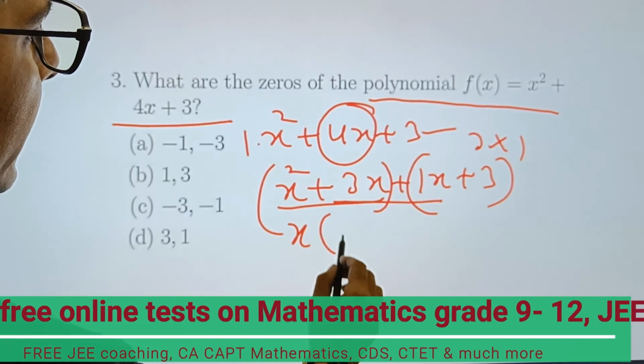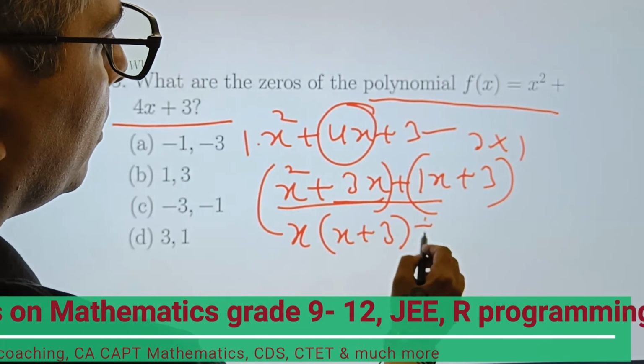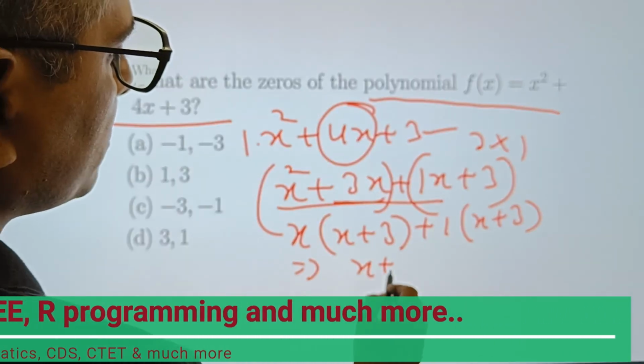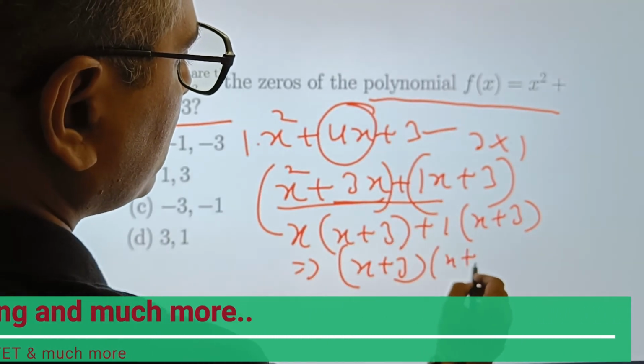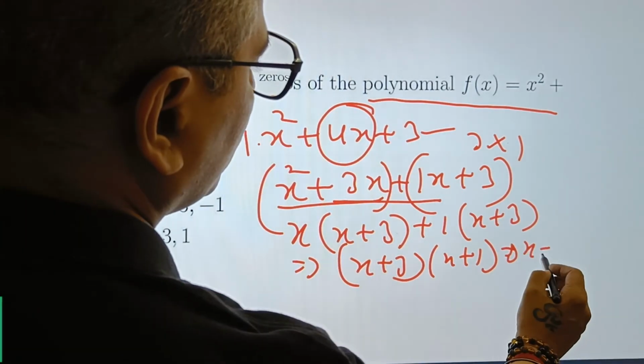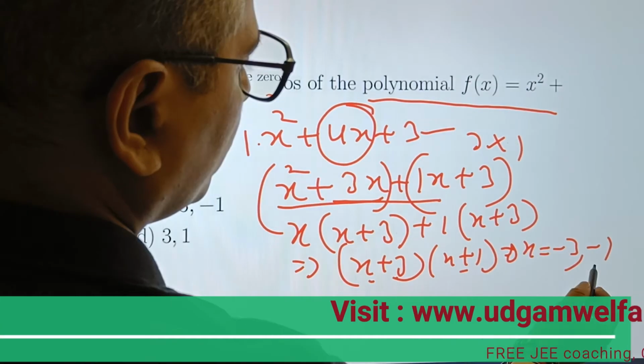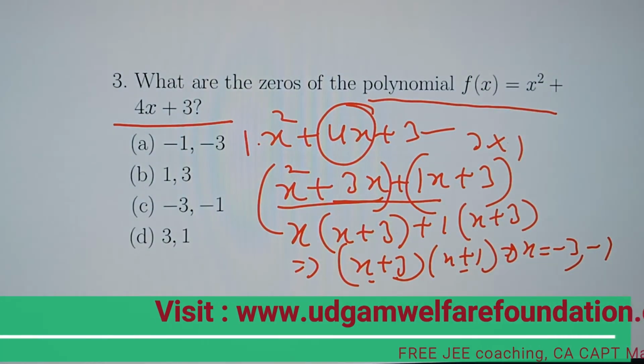So here we are going to pair these and these. Here we can take x as common. So x plus 3 plus 1 here, x plus 3 again. So it is going to give you x plus 3 into x plus 1. So this implies your two zeros are minus 3 and minus 1. Minus 3 from here and minus 1 from here. Very simple.